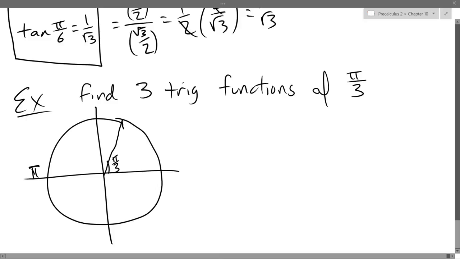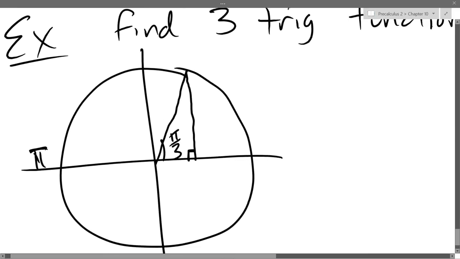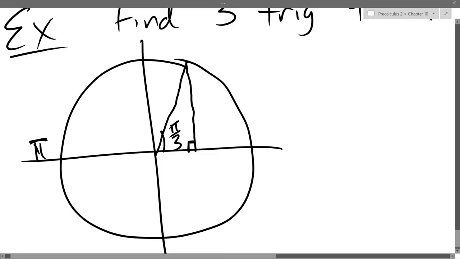This triangle is going to be pretty skinny, so you can't write your pi over 3 too wide right there, or you're not going to fit it in the triangle. So there's our pi over 3. We drop the right angle in there. We know only one measurement, which is that one.